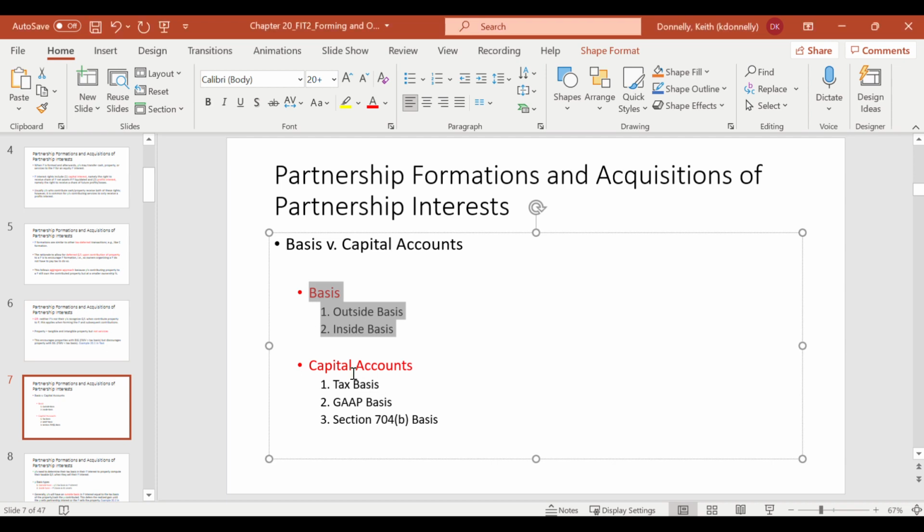Capital accounts, in distinction, are more of an equity type account. They're less relevant, so we're going to spend less time on those. But basis is a big deal, and we are going to look at that.